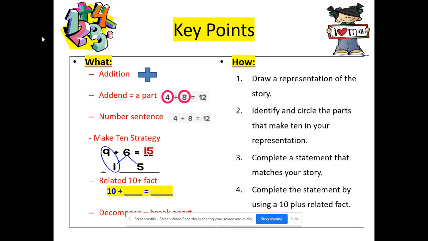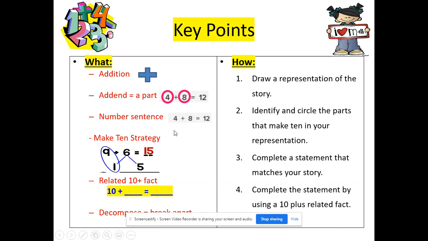Our key points. What do we need to know? Well, we need to know what addition is, and here's a plus symbol for addition. We also need to know what an addend is, which is just another word for part. In this number sentence, 4 plus 8 equals 12, my addends are 4 and 8. We also need to know what a number sentence is. Remember that a number sentence has 2 parts and a whole number.